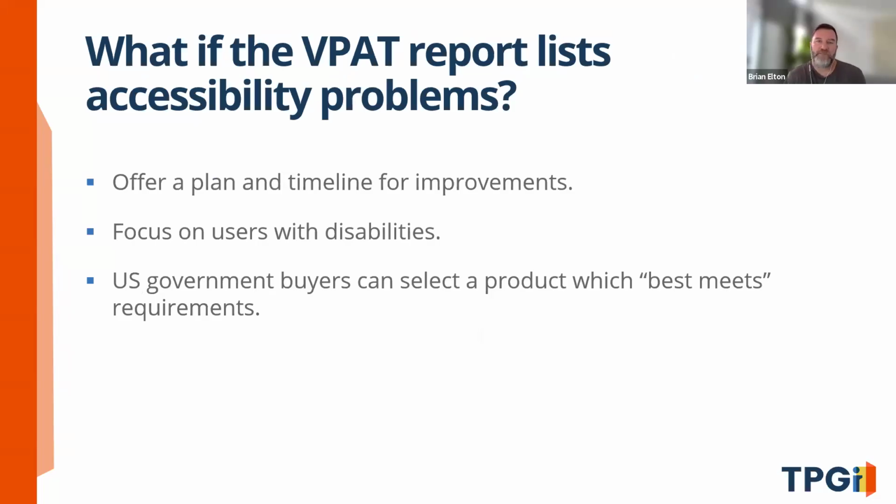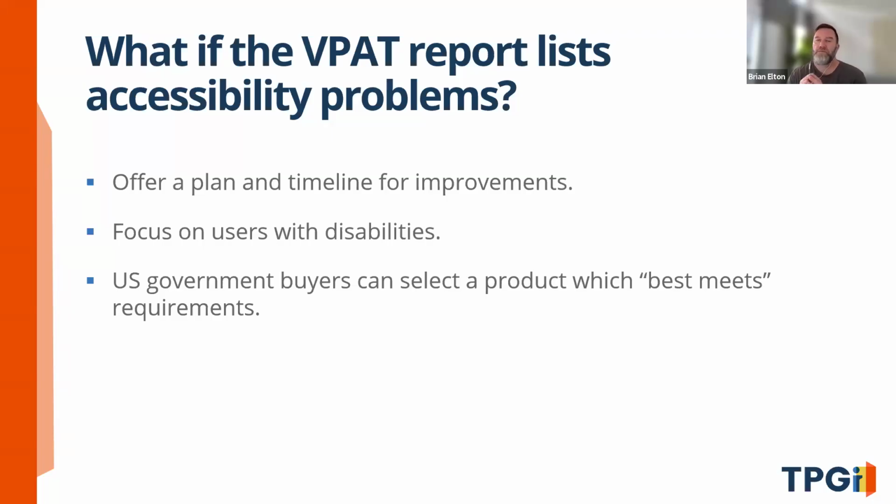Okay, so accessibility is essential for buyers and for users, but maybe you're just starting out on your accessibility journey. So a common question that we get is what happens if the VPAT lists accessibility problems? What if I have a lot of issues in my website and I have this VPAT created and it's just showing a lot of problems? Well, the advice is to focus on the end user experience, right, for people with disabilities. We're not just about checking boxes with the VPAT.